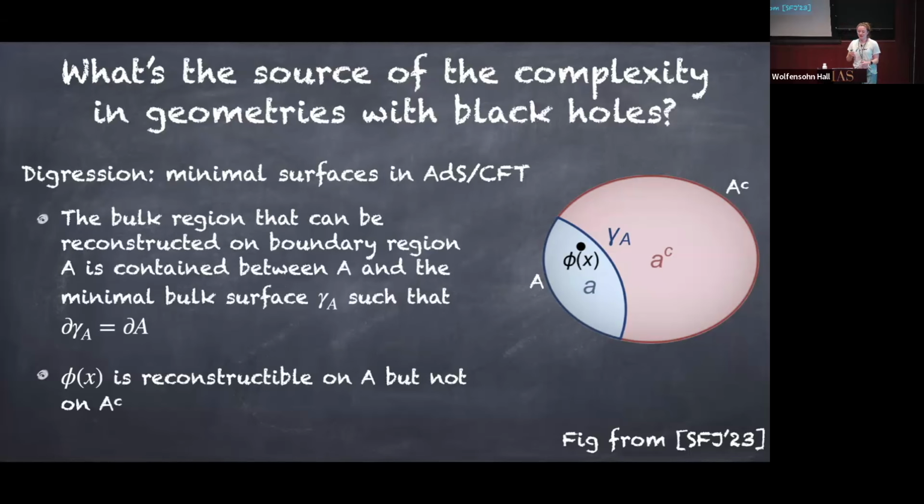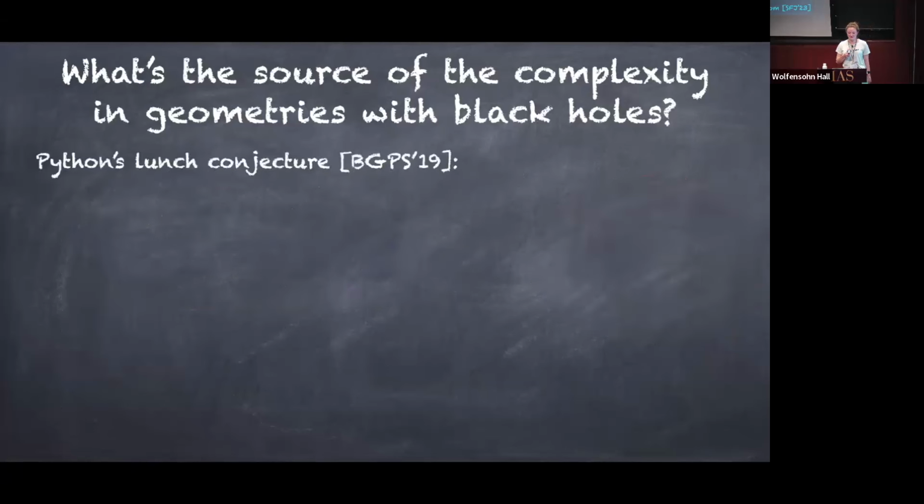And this is a slight simplification, but for people who aren't familiar with AdS/CFT, we can think that the bulk region that can be reconstructed on a particular boundary region is the region that's bounded by A itself and the minimal surface of A. So, for example, in this picture, we have that phi of x is reconstructible on A, but it's not reconstructible on A complement.